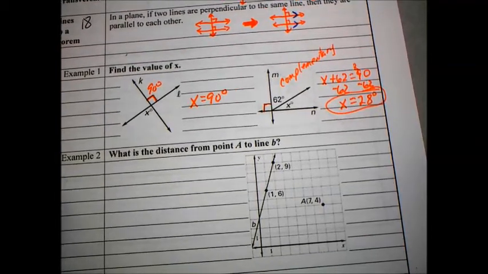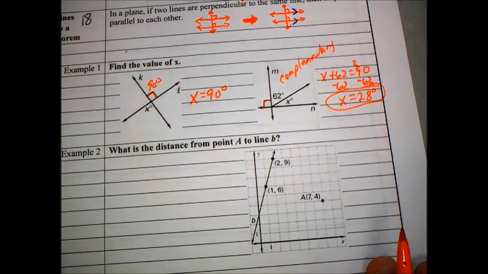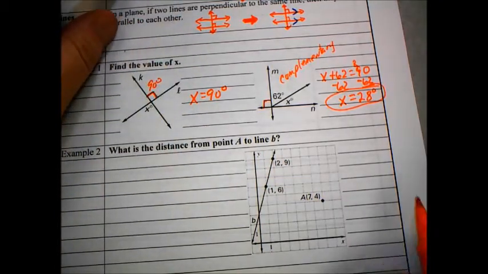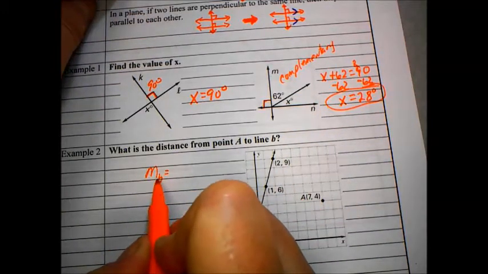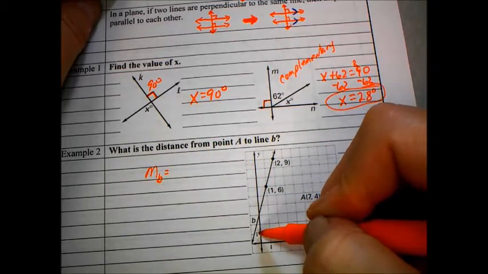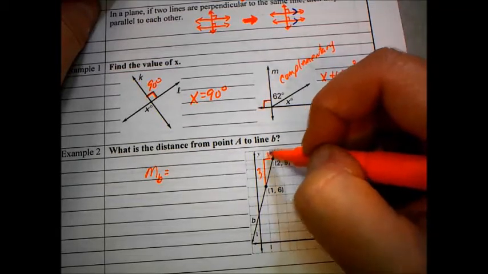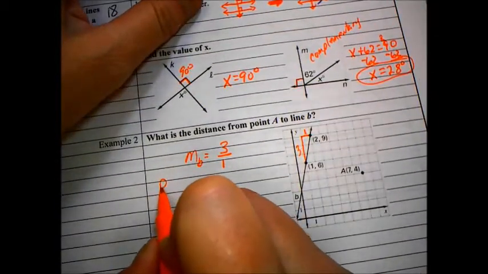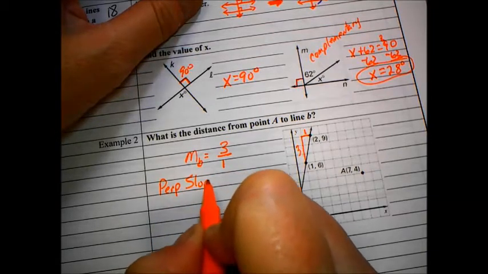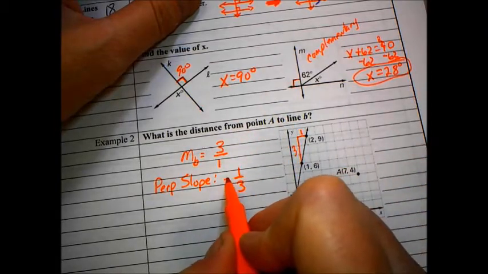On example 2, this is one of the more complex ones. It says what is the distance from point A to the line B? Alright, and this is kind of in our essential question. I want to find the slope of line B, which I'm going to do with rise over run because that's the quickest, fastest way to find your slope. Notice the graph is counting by ones, so that would be 1, 2, 3 up and 1 to the right, so my rise over run would be 3 over 1. And I want to find the perpendicular slope. Remember, that is your multiplicative inverse, so I'm going to flip this over and change the sign. Where it's positive, it's now negative.